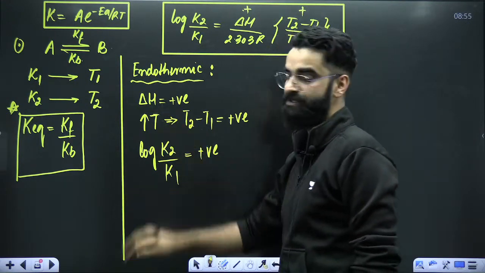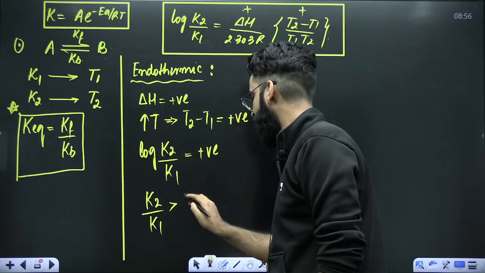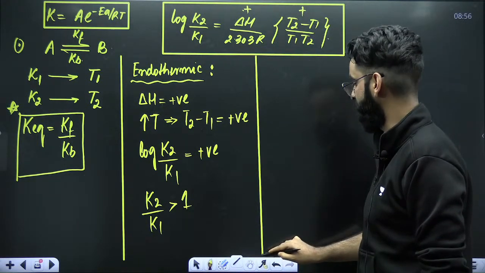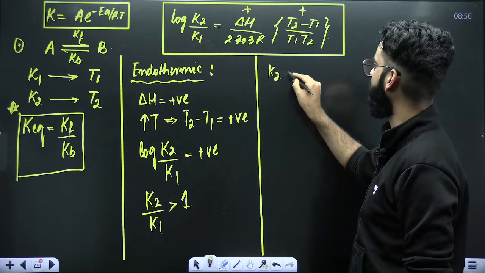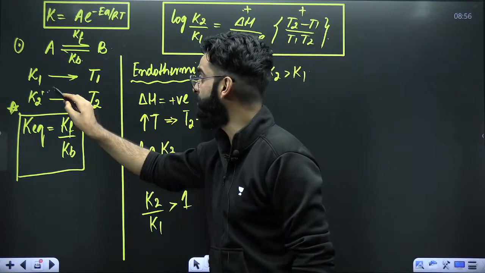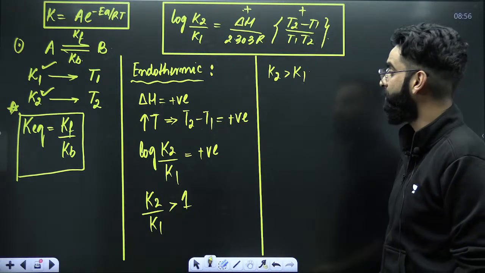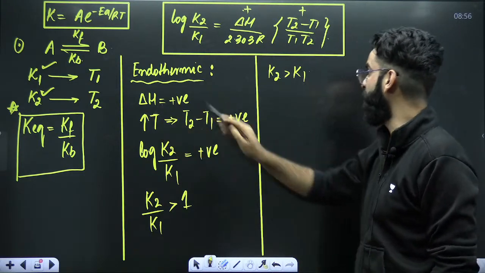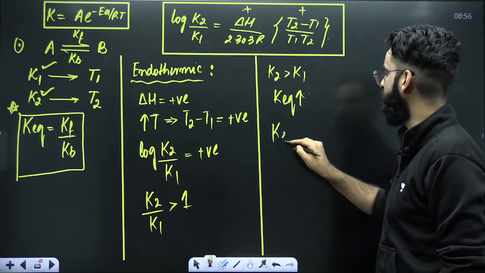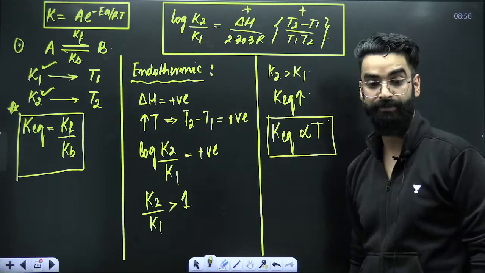When is the log of x positive? When x is greater than 1. That means K2 divided by K1 here has to be greater than 1. What does that mean? K2 value has to be greater than K1. K2 is the equilibrium constant at temperature T2. K1 is the equilibrium constant at temperature T1. So what it means is, when we increase the temperature, equilibrium constant increases automatically. So do remember, for an endothermic reaction, equilibrium constant is directly proportional to temperature. But this is valid for endothermic reactions.